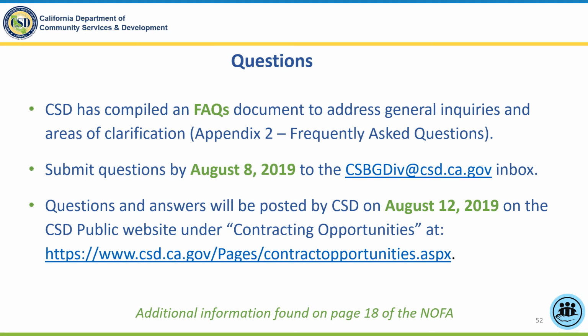Here are a couple of points to recall. Questions are due no later than 5 p.m. on August 8th. CSD will post questions and answers to the CSD public website by August 12th. Notices of intent to apply are due by August 9th, and completed applications are due by 5 p.m. on August 19th.